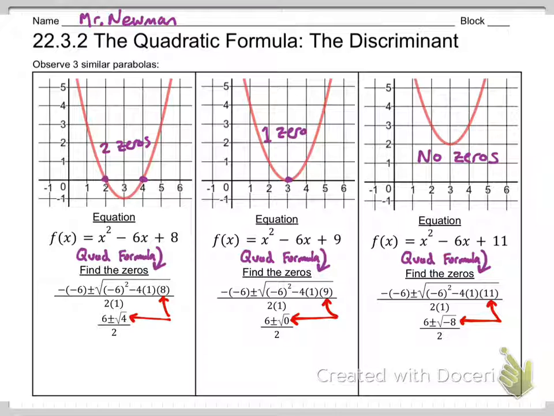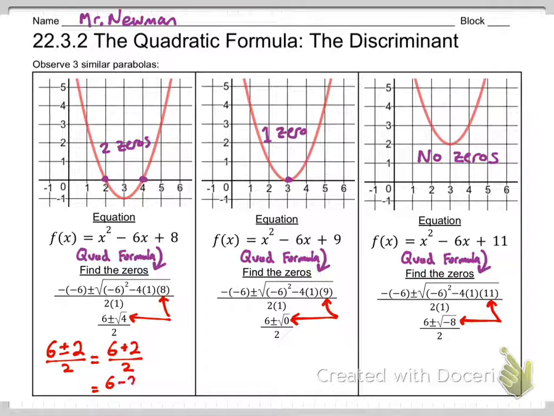So the difference here between these three is just what is inside the square root. Everything outside the square root is all the same. That 6 plus or minus and that are all divided by 2. But the inside of the square root is the only thing that changes. That means inside that square root must have something to do with whether we have two solutions, like in the first graph, one solution, like in the second graph, or no solutions, like in the third graph. Let me go ahead and solve this for you, and we'll see what happens.